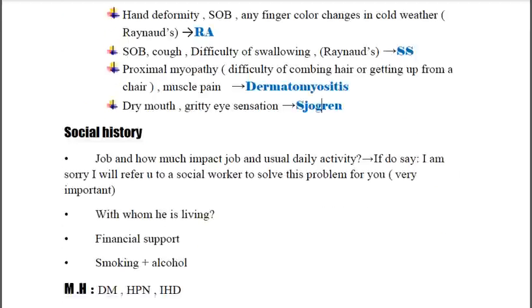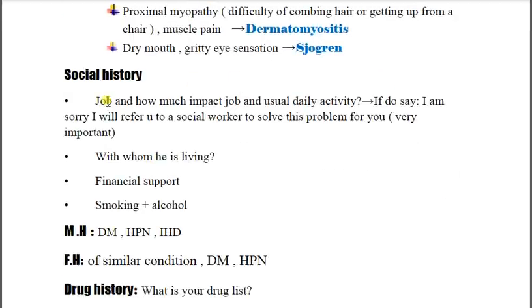Then, as in all the cases of station 5, ask about social history: what the patient's job is, how much her job is affecting her usual daily activities, and how much her symptoms are affecting her job and usual daily activities. Refer the patient to a social worker if her usual daily activities are affected, or to occupational health if her job is affected. Ask with whom the patient is living, and about financial support.